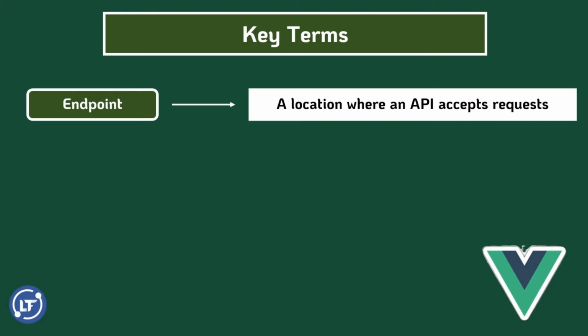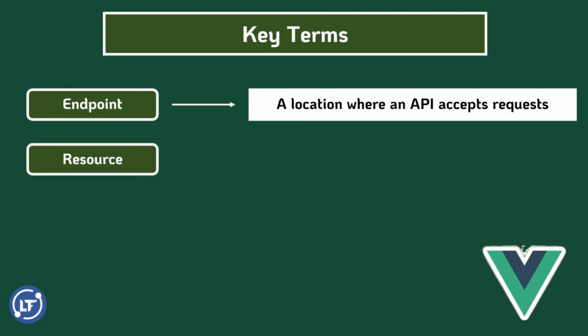Now, there might be a particular API, let's say google.com is an API. Google.com might not accept requests on just google.com. It might be google.com/API or /v2 or something. So that particular endpoint where you can actually make a request, maybe google.com/API/posts, that particular location is what is referred to as an endpoint.